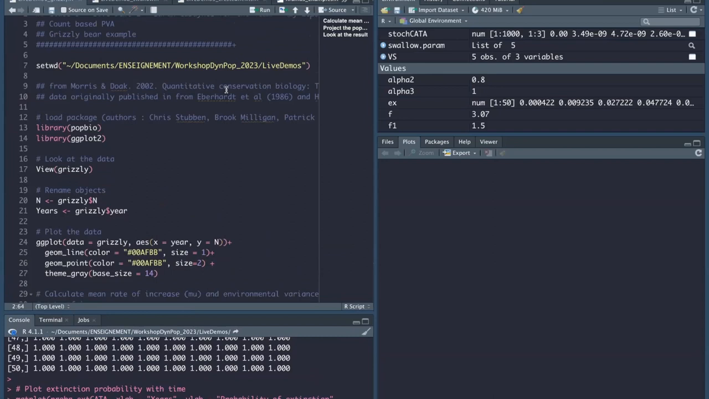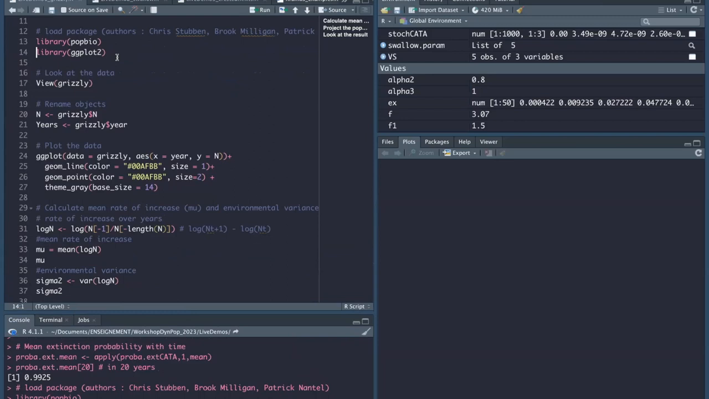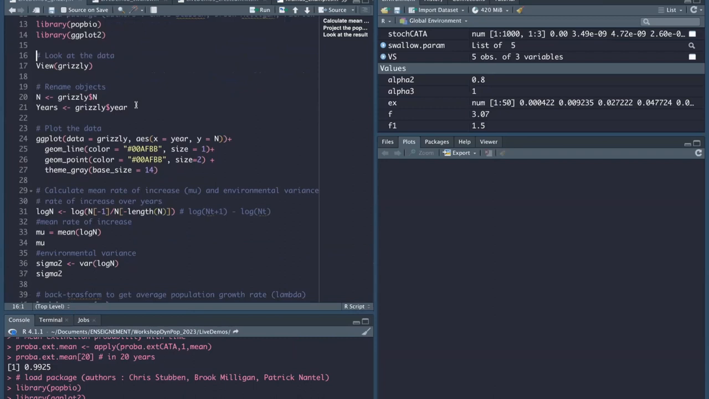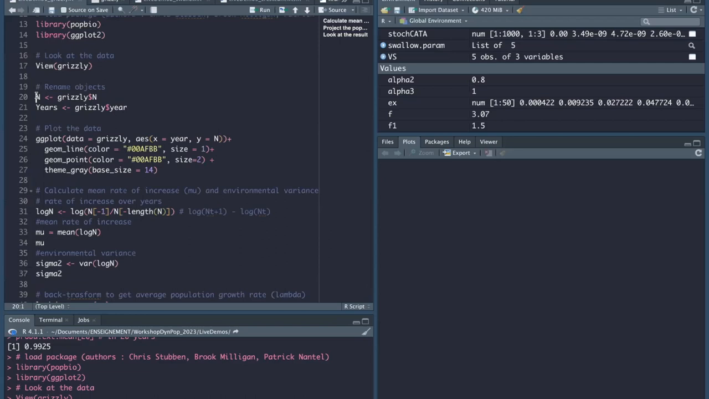The grizzly data are in the package popbio, which is a really cool package to run a PVA. We also load the ggplot package to make some pretty graphs. We can view the grizzly data. So you see you have a first column for years, from 1959 to 1997, and the number of grizzly bears in the population at each year, going from 44 in 1959 to 99 in 1997. So let's rename population size and years and plot the data.